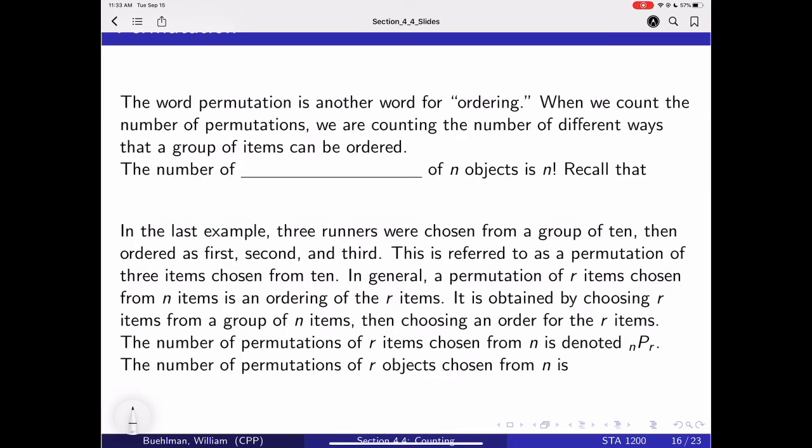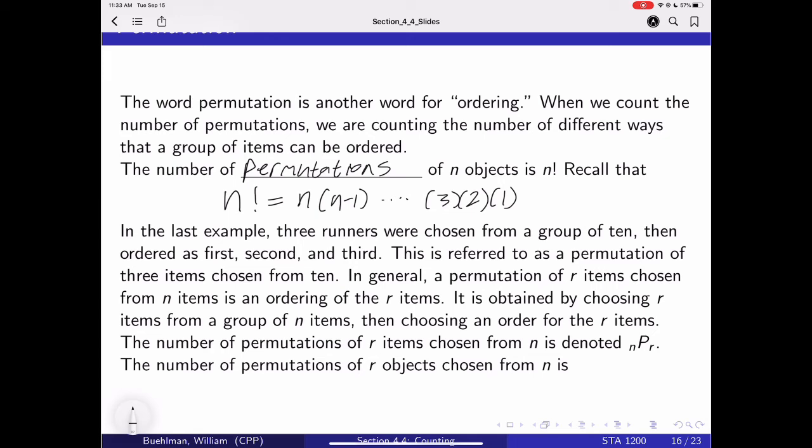The word permutation is another word for ordering. When we want to count the number of permutations, we count the number of different ways that a group can be ordered. The number of permutations of n objects is n factorial. Recall, n factorial is equal to n times n minus 1, and so on till we get to 3, 2, and we end with 1.